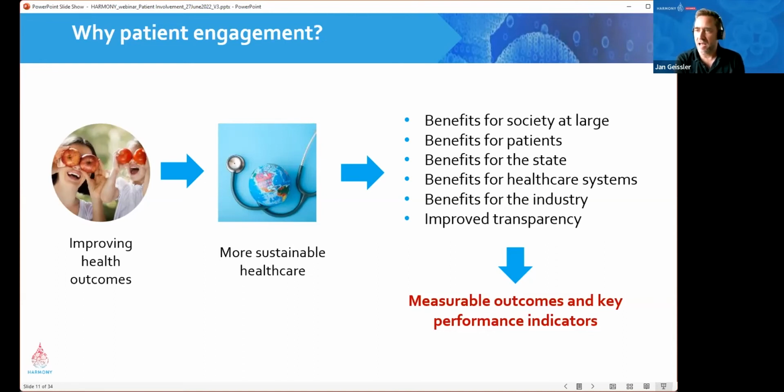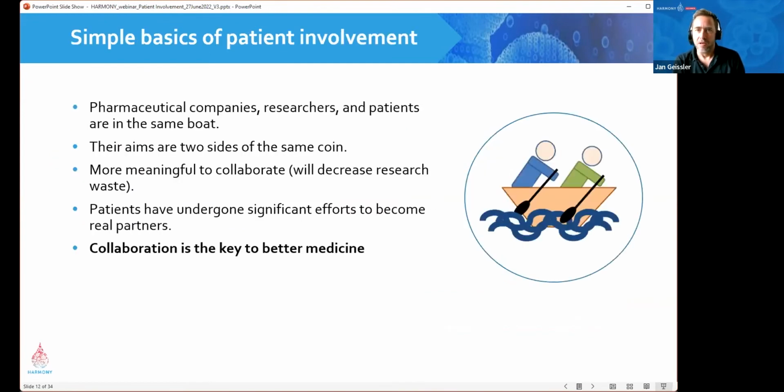In the end, it doesn't ever get into patients just because it fails on either the intended outcomes or what patients really need, or what, let's say, a society is willing to pay. And of course, it improves transparency, because patients are really interested that knowledge spreads, whether something works or doesn't work. And there are measurable key performance indicators to measure each of that. We didn't have these kind of measurements years ago, but today they are there. So simple basics around patient involvement.